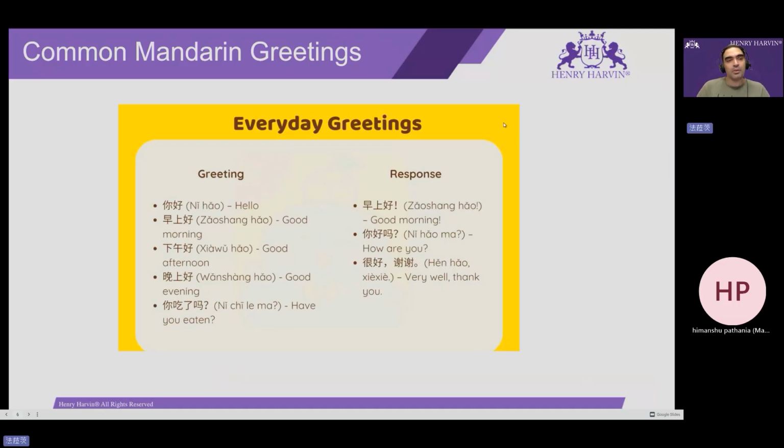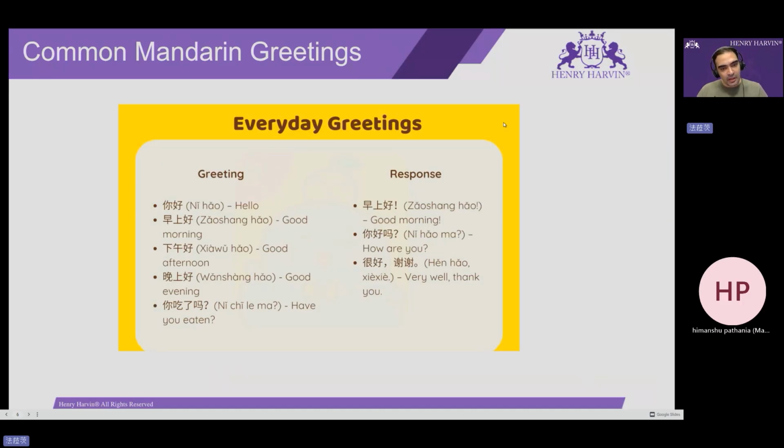So next we are going to talk about some common Mandarin greetings. These common greetings are used in everyday life. One of the most common ones, and most people already know about these greetings, especially the most basic one, is ni hao, which means hello in Chinese. It's a general term for greeting someone or meeting someone for the first time. Usually they greet with this kind of expression.